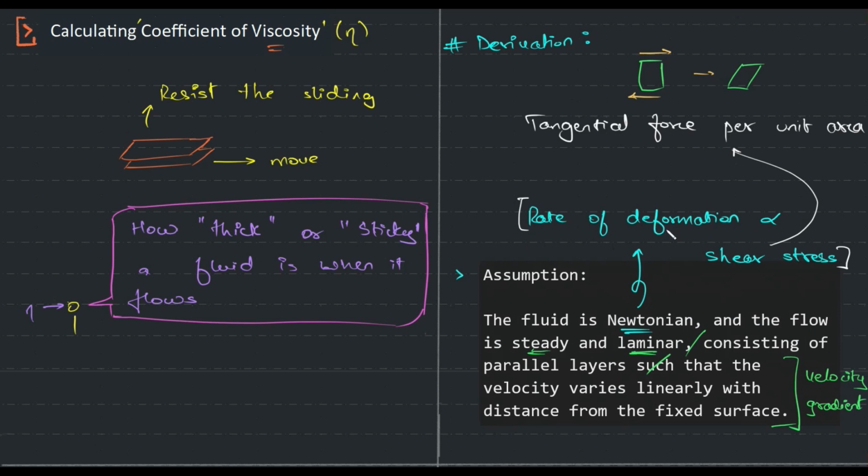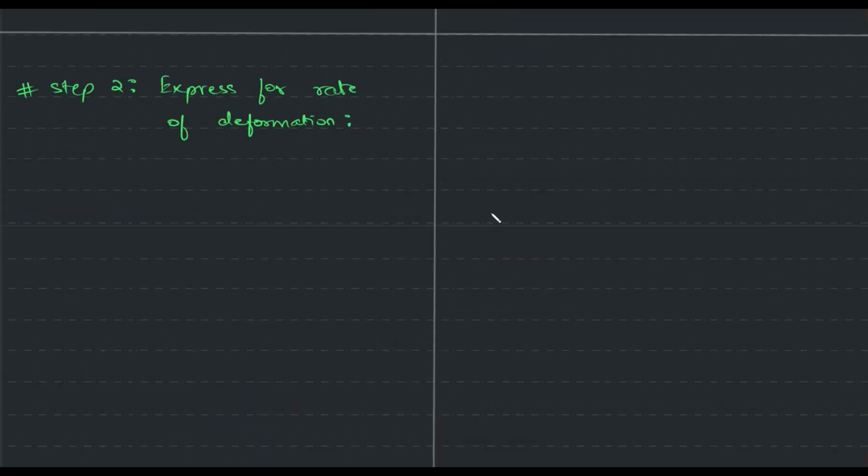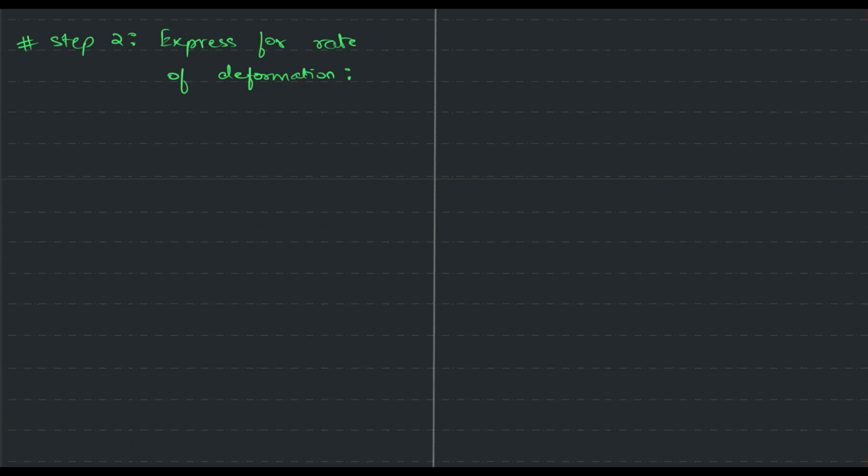If the rate of deformation is less, it means your coefficient of viscosity is high. If the rate of deformation is high, then the coefficient of viscosity is less. So we are trying to get an expression for rate of deformation and go towards the coefficient of viscosity. That's the whole plan.